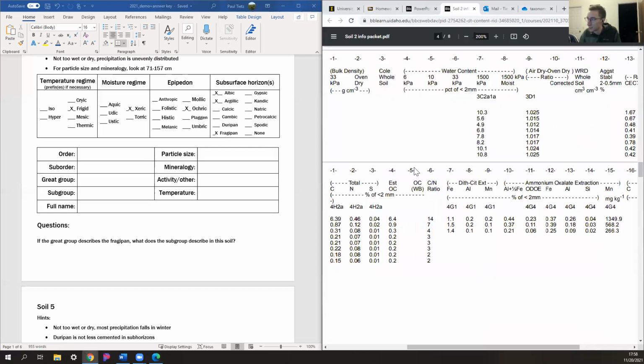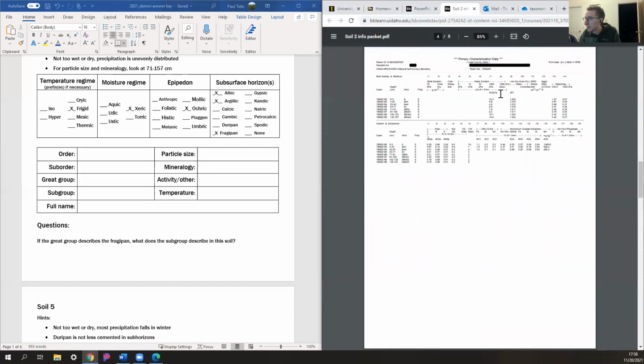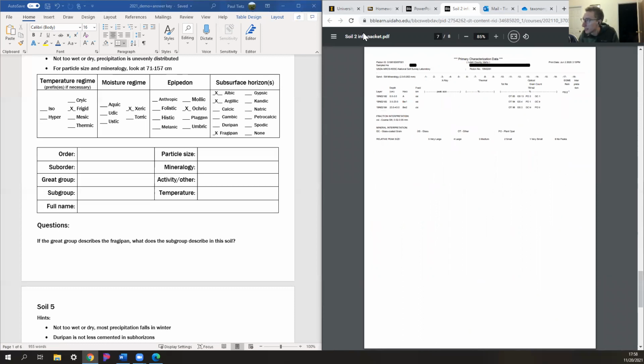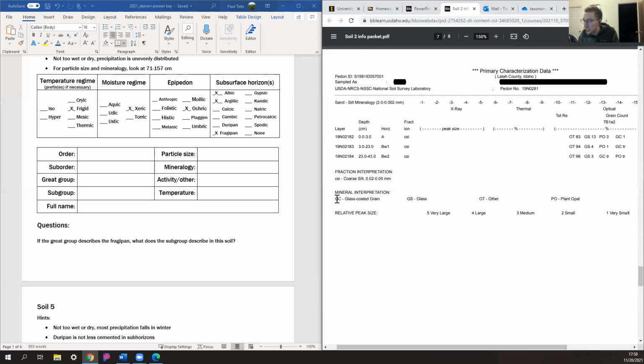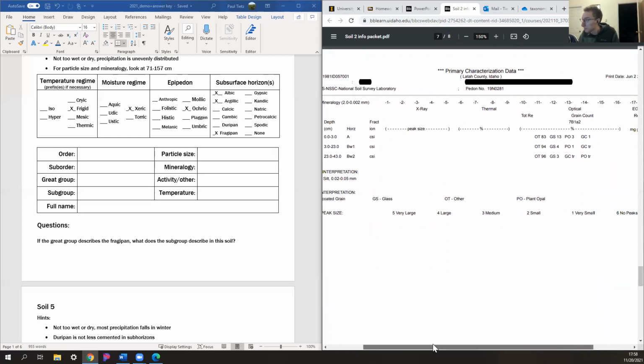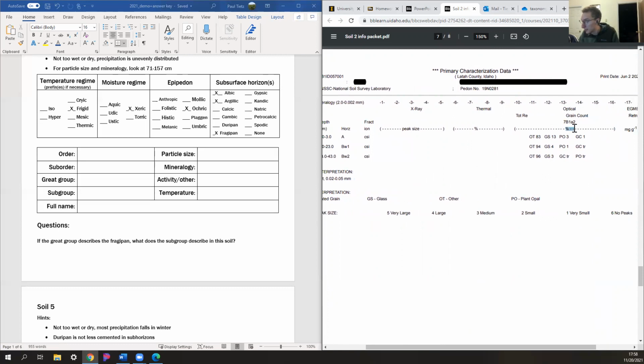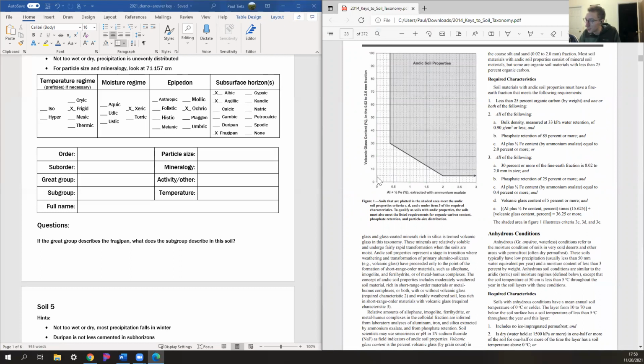And our volcanic glass content, we can read off of one of the last pages of lab data right here. Let's zoom in a little bit more. Look at the mineral interpretation key. GC is glass coated grain, GS is the glass. This is percent right there based on optical grain count. Our GS for glass is 13 in the first 3 centimeters. Then in the Bw horizons, it's 4% and it's 3%. So really low volcanic glass content as well. We're like down here in this very bottom quadrant. So we don't fall into this andic soil properties window of the graph.